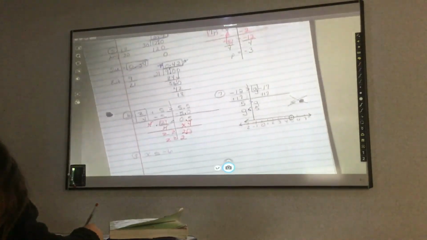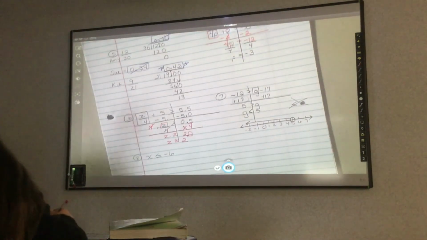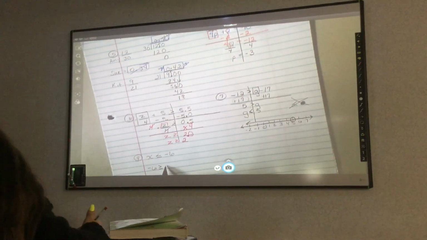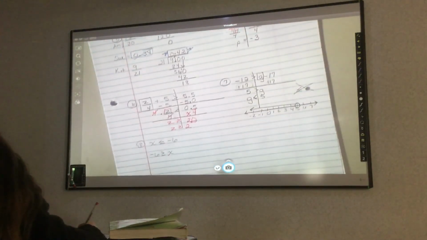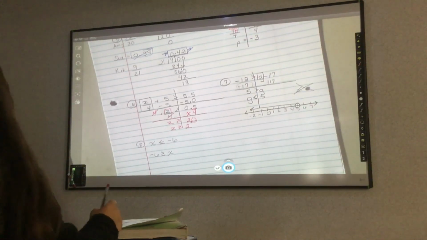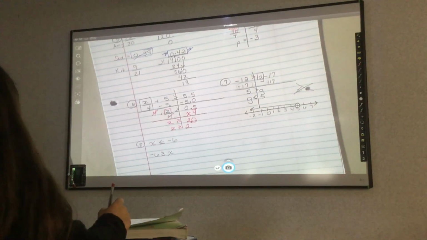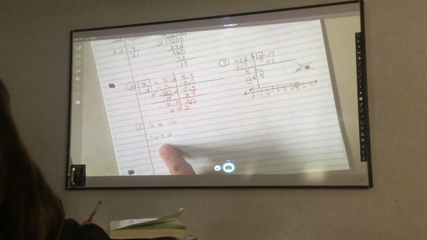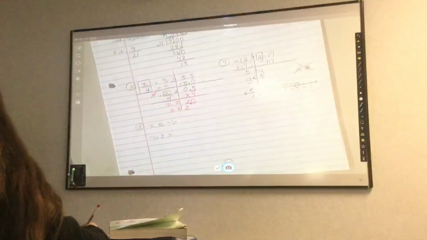Did you do negative 6 is greater than or equal to x? Yeah. I did negative 6 is greater than x. But you have to have greater than or equal to. You have to have it equal to because it's filled in. Take pictures.